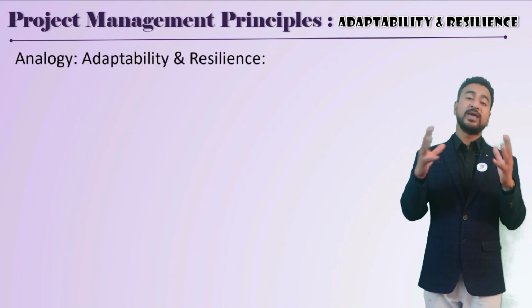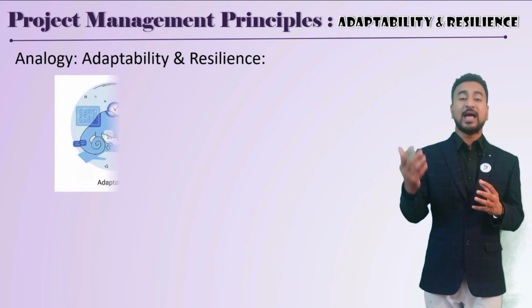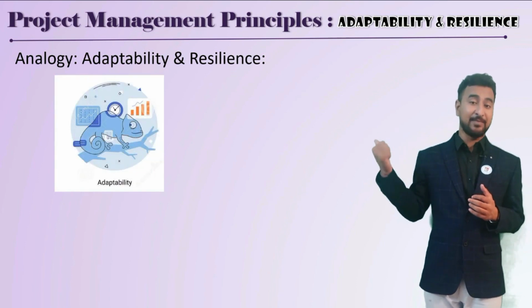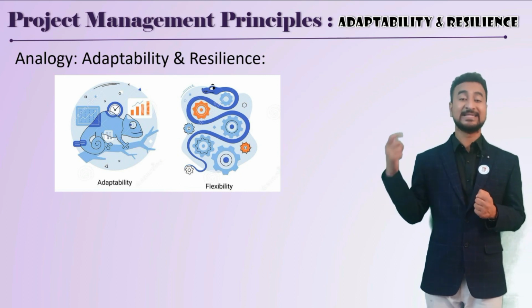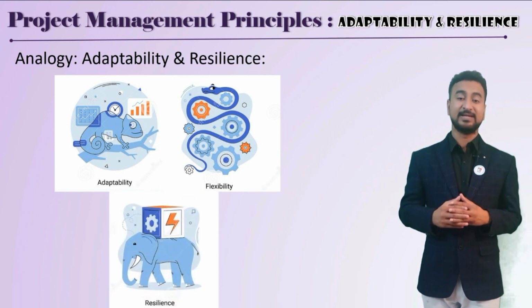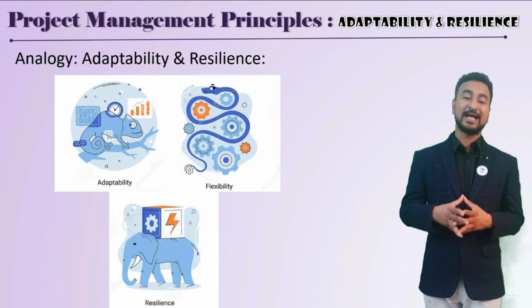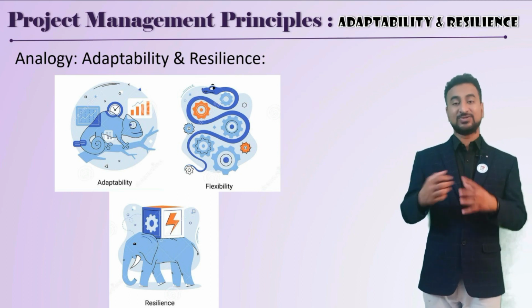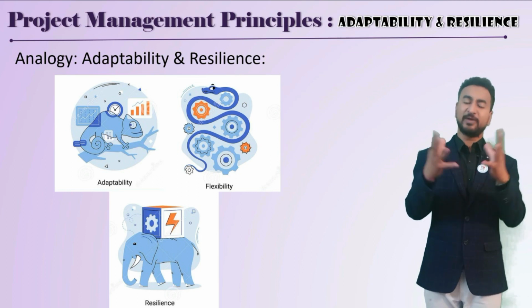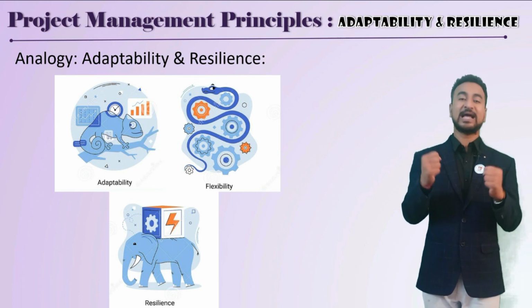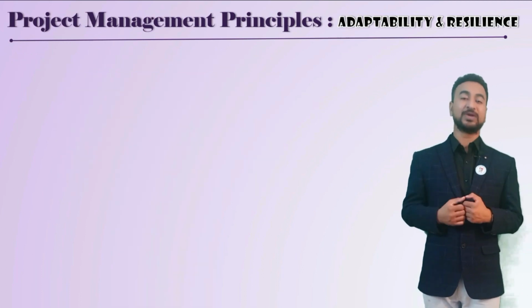We see analogies to adaptability and resilience in nature. The chameleon is a good example of adaptability, the snake is a good example of flexibility, and the elephant is a good example of resilience. This is from my personal observation of nature, but these are the animals that show this characteristic well.